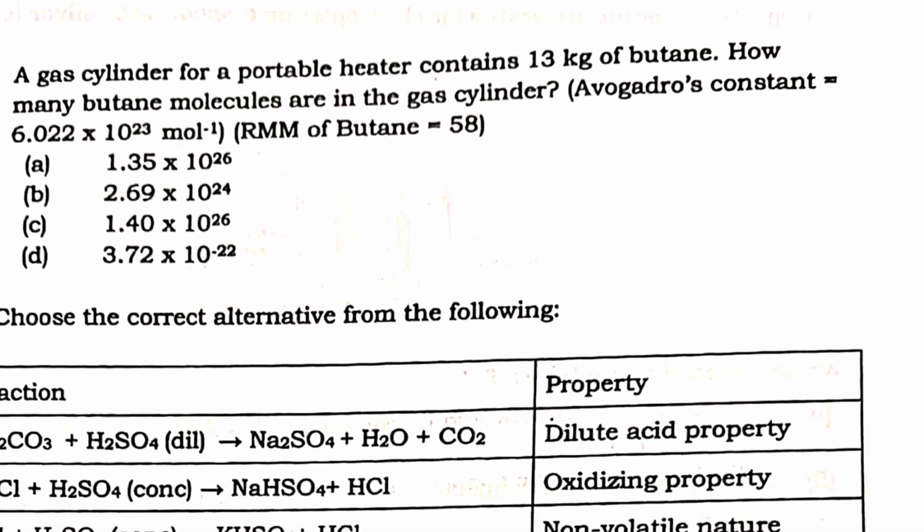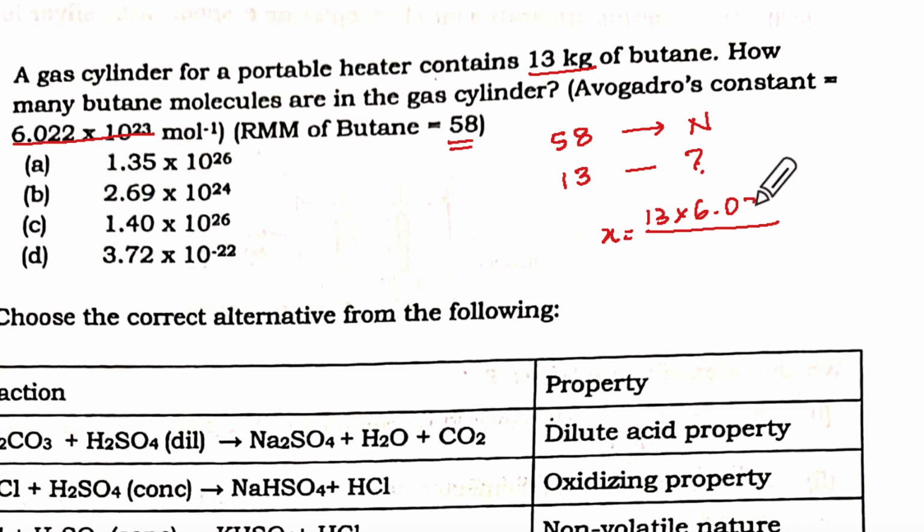Our questions. Gas cylinder of the portable heater contains 13 kgs of butane. How many butane molecules are there in the gas cylinder? Avogadro's number has been given this way, and RMM is 58. Now, if it is 58, it will have Avogadro's number. Let us say it is N. So, if it is 13, then it's going to be how much? So, that X is going to be equal to 13 into 6.022 into 10 to the power 23 divided by 58.